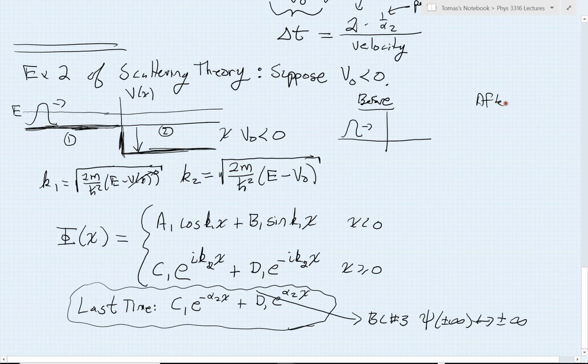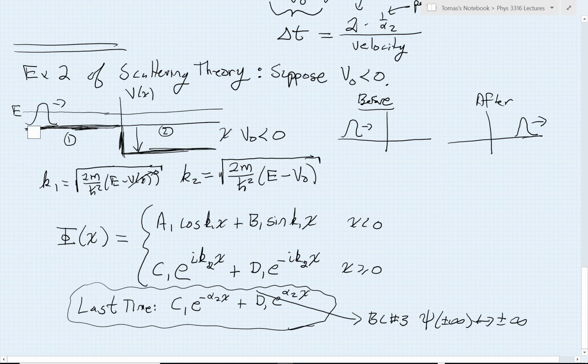Afterwards, if I had a pure classical particle, I would just roll down this step and keep going with a higher velocity. So what I would expect then would be that there would be some packet that continues along as what we would call a transmitted packet. But if we're tuned to our wave physics, we're also expecting something else.